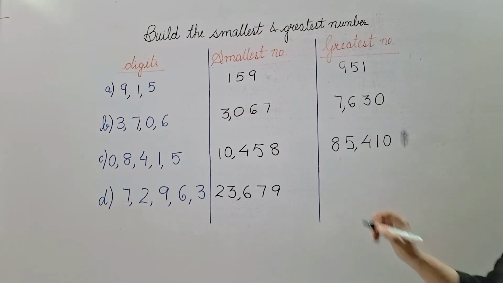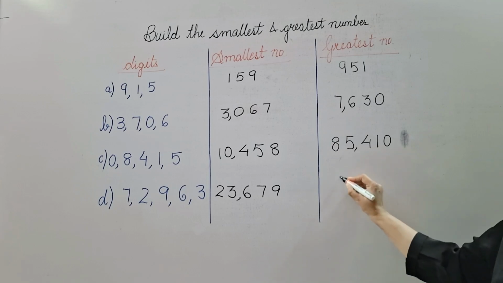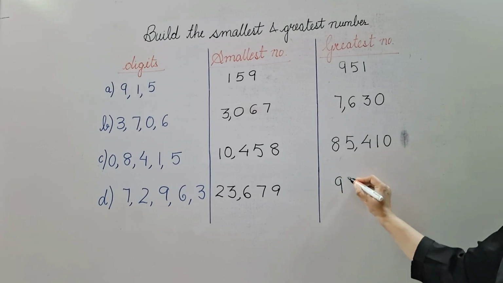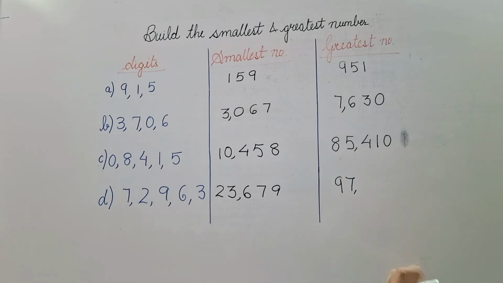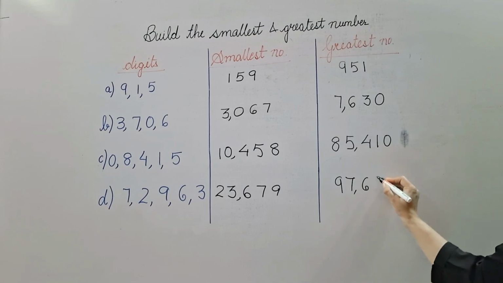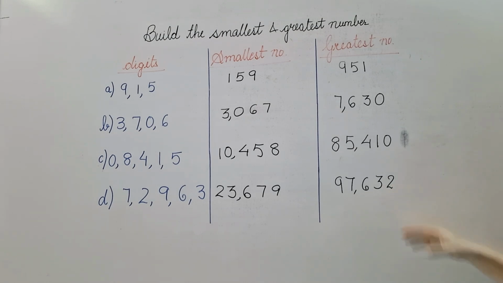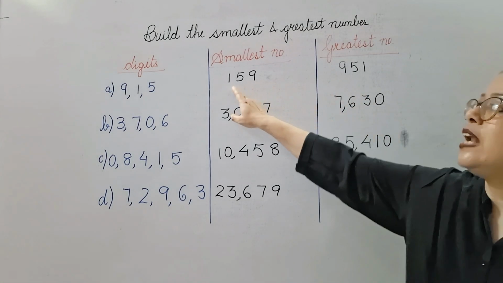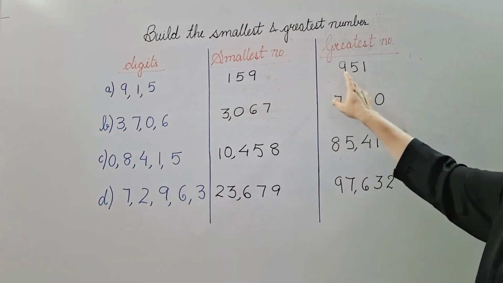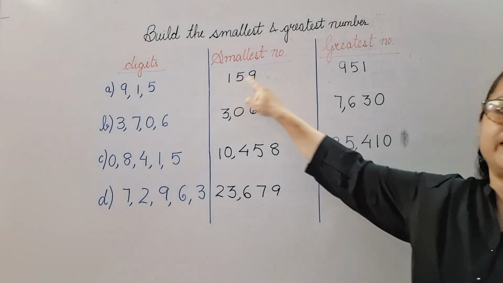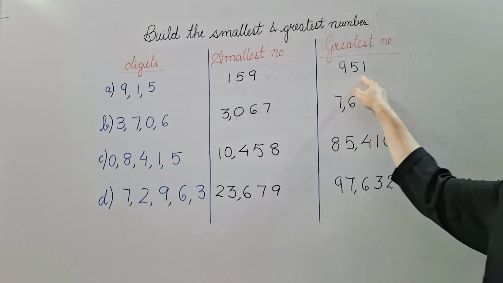Now, for the greatest number, which is the greatest digit? 9, then 7, and so on: 97,632. Okay, so it is the greatest number. Yes, 97,632. Now you have to keep it in mind. See, here it is 159 and I've just made it opposite: 951. Yes, reverse the number.